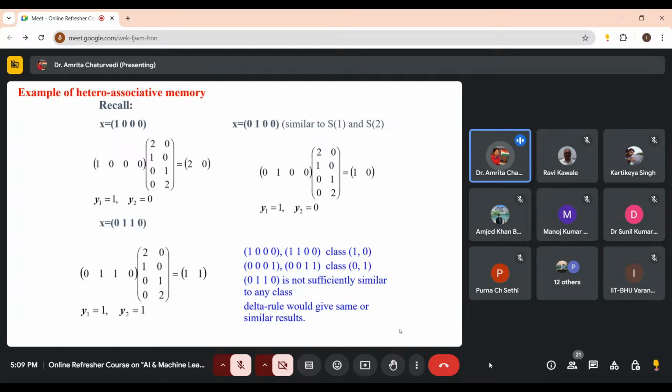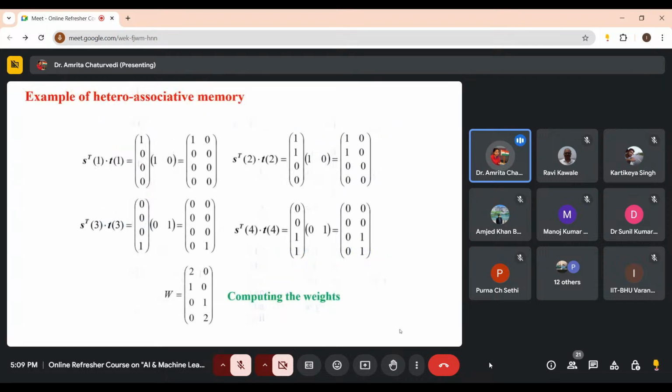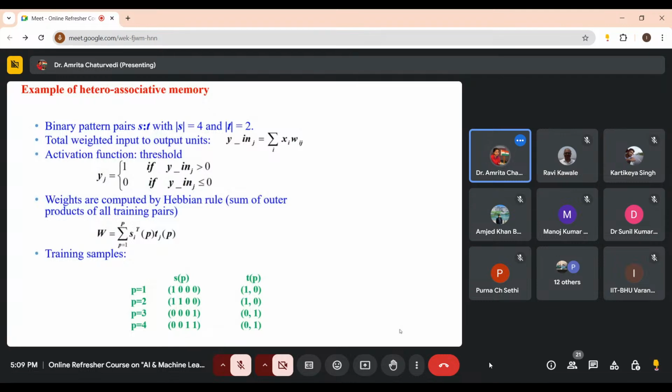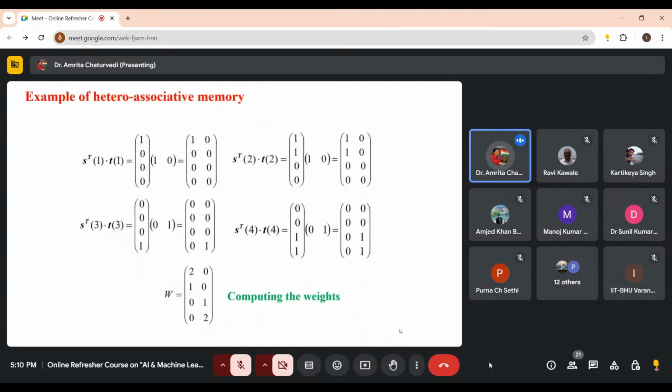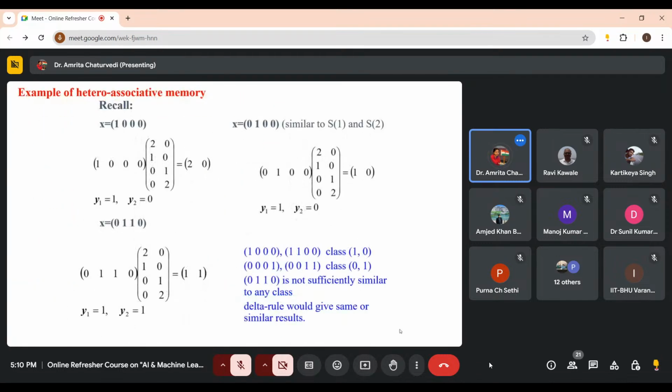0 1 0 0. So if you see in the list of known patterns, your pattern 2, P2, is quite similar to 0, 1, 0, 0. Only the first value has been changed to 0. Right? So your output should be 1, 0. Now let us see whether we get 1, 0 or not. So we are simply multiplying this 0, 1, 0, 0 with the weight matrix. We get 1, 0. So this means again this vector has been recognized by our model.